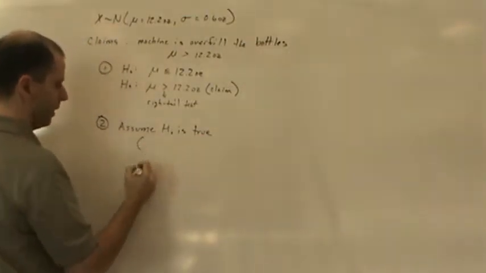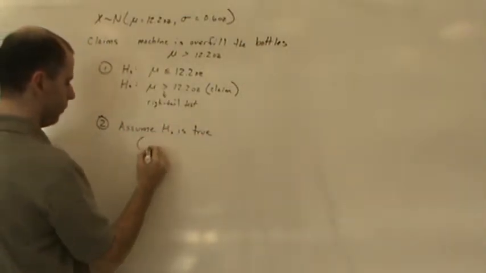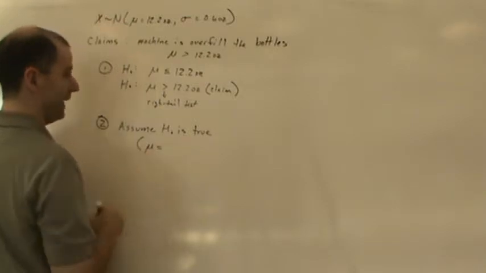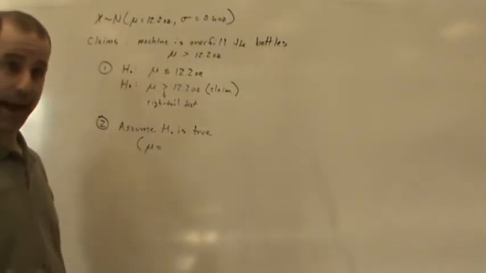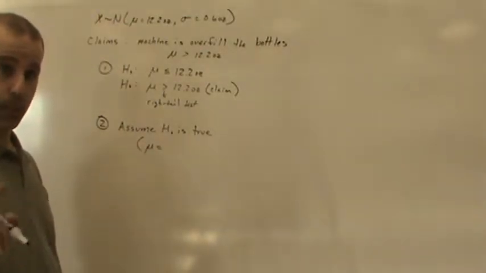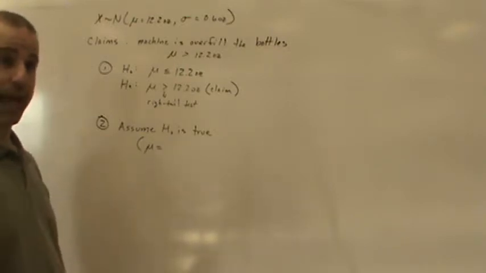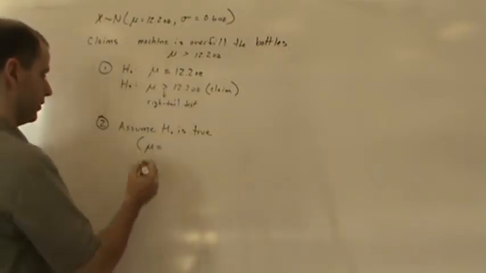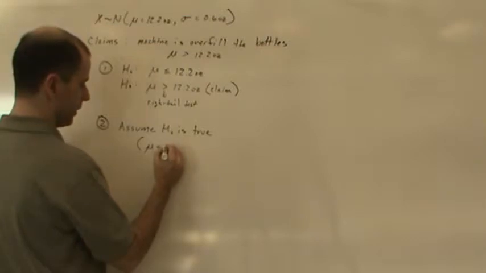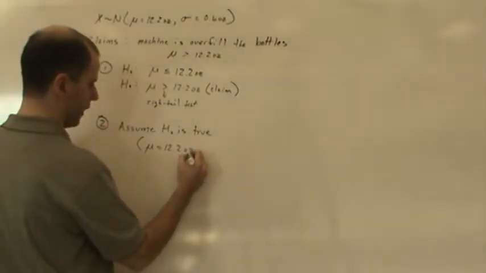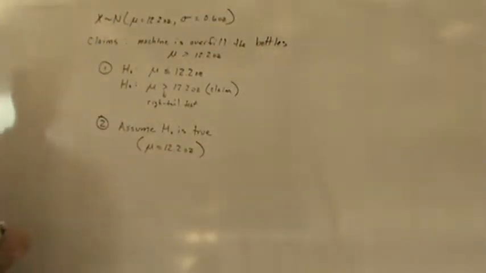In other words, we're going to assume for this problem that mu has not changed, that the average amount of juice or fluid in each of these bottles has not gone up. So it has not changed. So it's still equal to 12.2 ounces. So that's what we're going to assume. Okay?